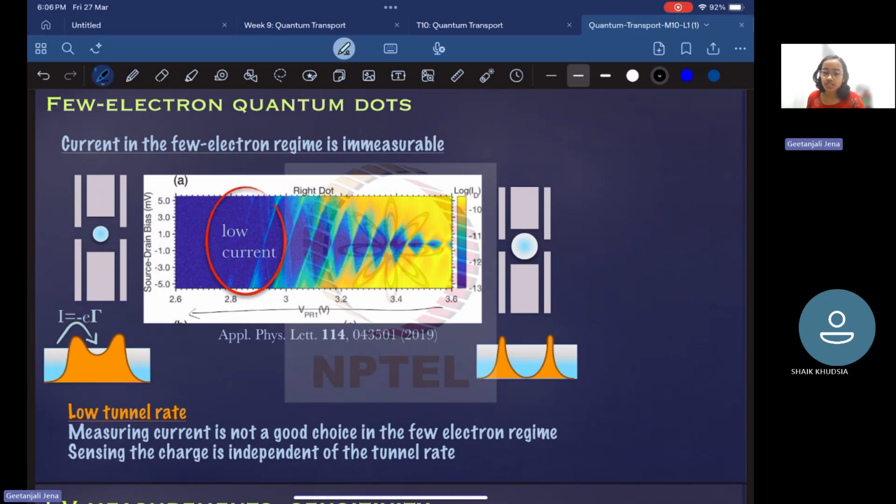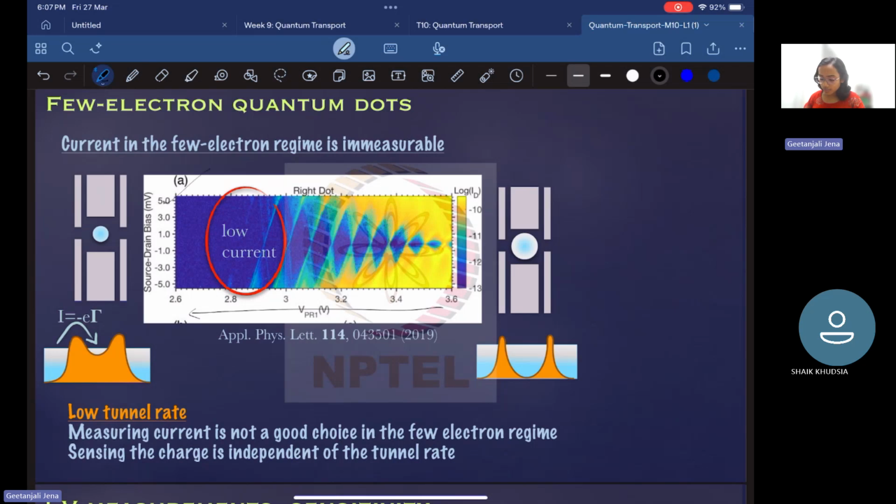Even if there are charges tunneling through this quantum dot, we may assume that because the current is zero, the quantum dots are all tunneled out, that there is no electron tunneling through this quantum dot. But in reality, this is not the case. This is because of the limitation of the experimental setup or the device.